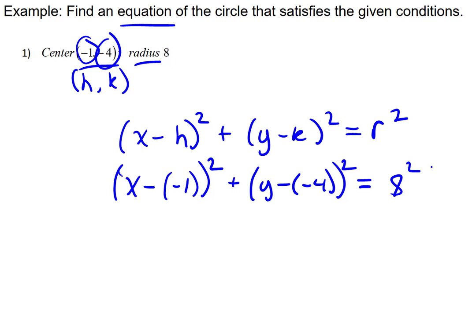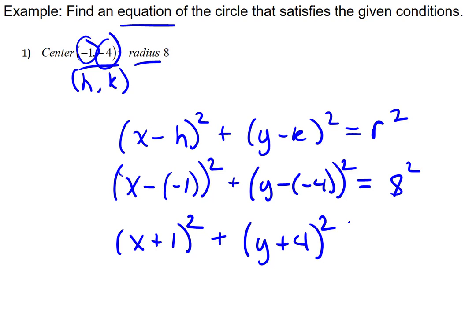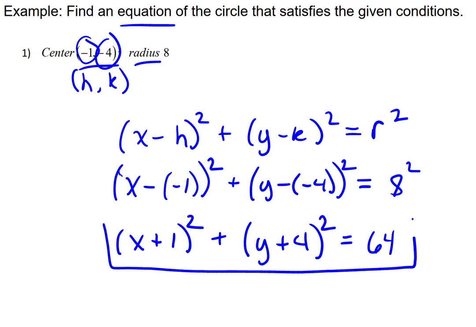Now we'll go through and simplify once to end up with (x plus 1) squared instead of (x minus -1). Continuing on, plus (y plus 4) squared instead of (y minus -4). And then that will be equal to 8 squared, which is 64. So once all of those numbers are simplified, we're looking at the general form of this specific circle with center at (-1, -4) and radius 8.